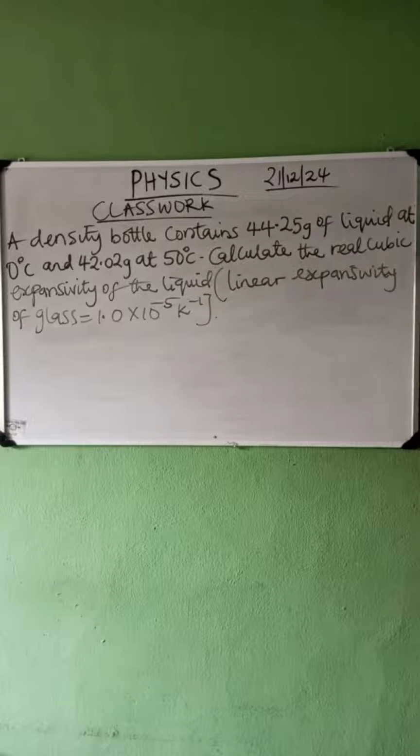All right, a density bottle contains 44.24 grams of liquid at 0 degrees Celsius and 42.02 grams at degrees Celsius. Calculate the real cubic expansivity of the liquid, right? Now, in brackets, we are given the linear expansivity of glass to be 1.0 times 10 raised to the minus 5 per Kelvin.